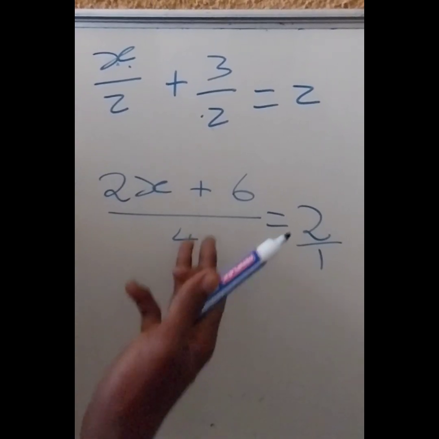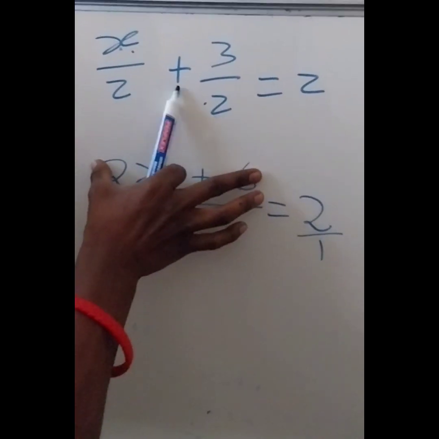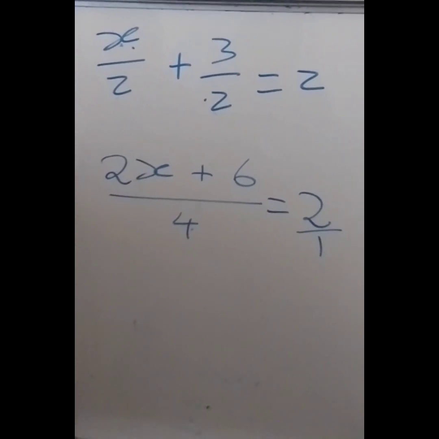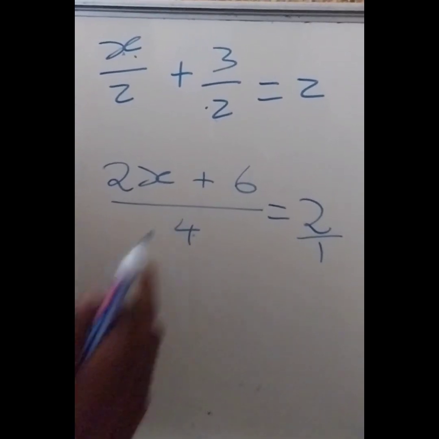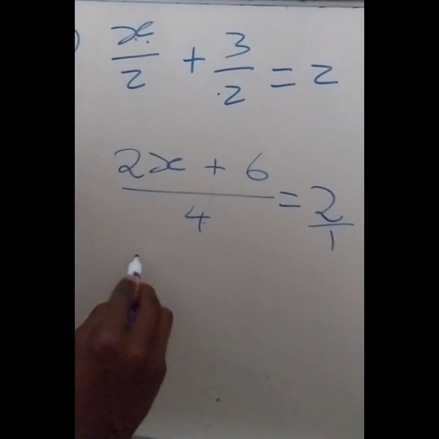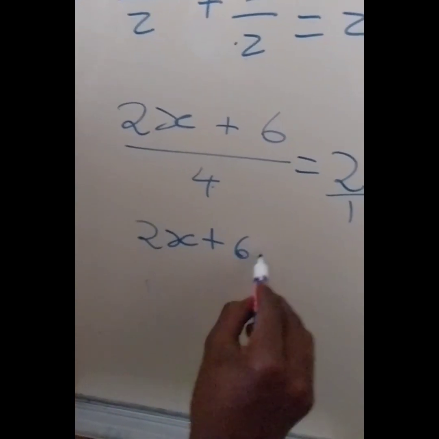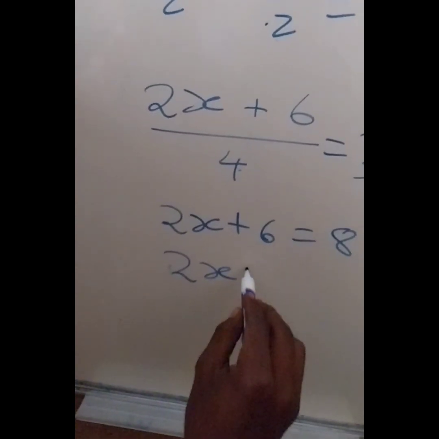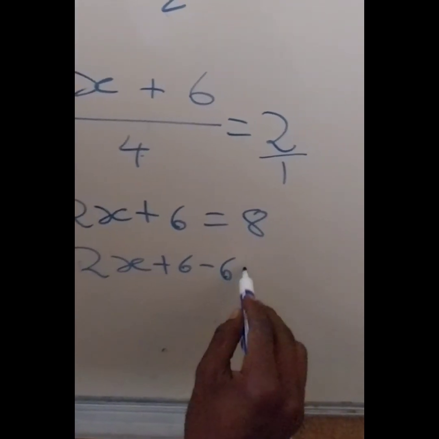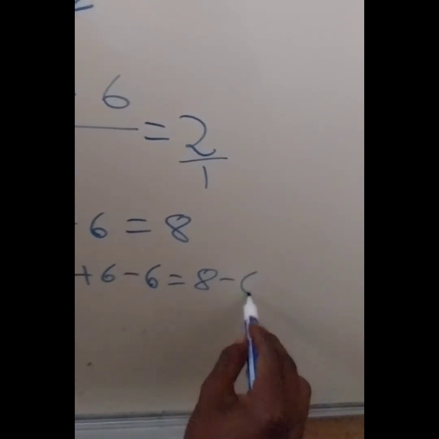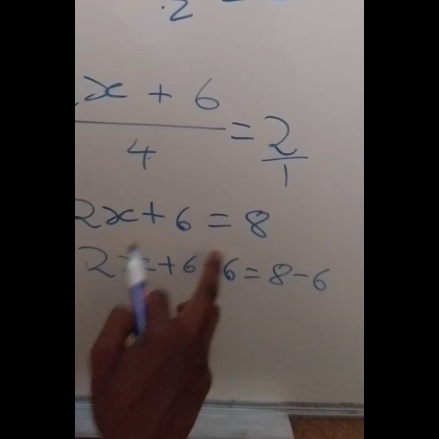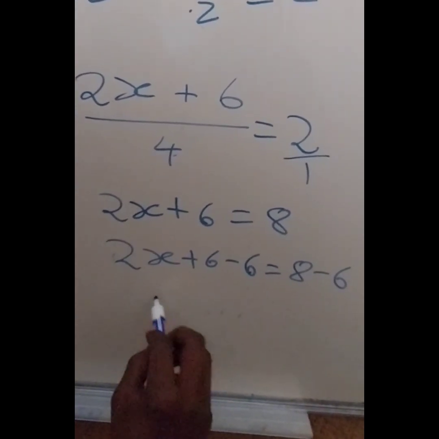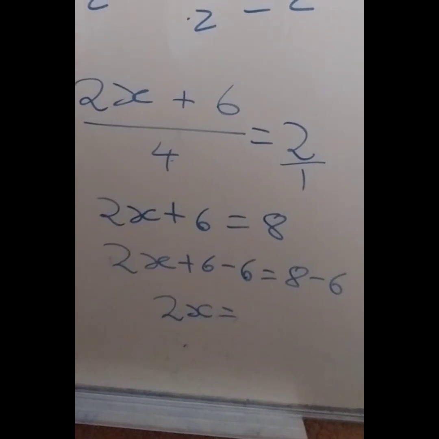So therefore we can simply make cross multiplication, numerator multiplied by denominator on the other side, then numerator multiplied by denominator on the main side. Therefore we are going to have 2x plus 6 equal to 8. Therefore 2x plus 6 minus 6 is going to be equal to 8 minus 6. The additive inverse of 6 is negative 6, in order to make 2x the subject of the formula. Therefore 2x is going to remain on the left hand side.